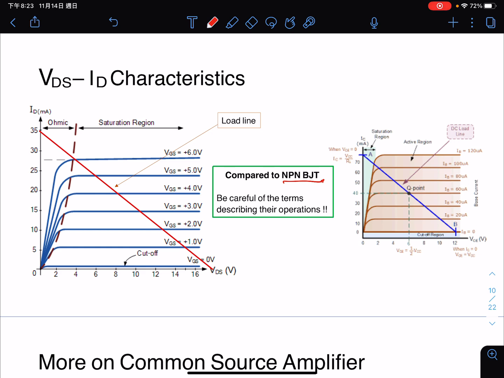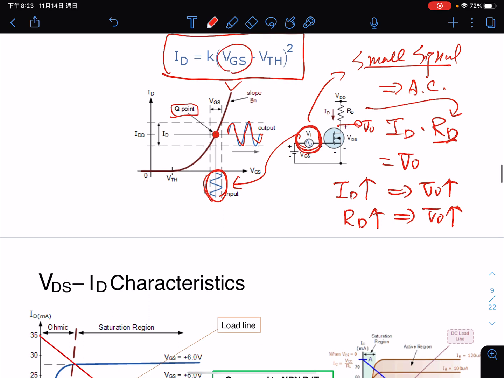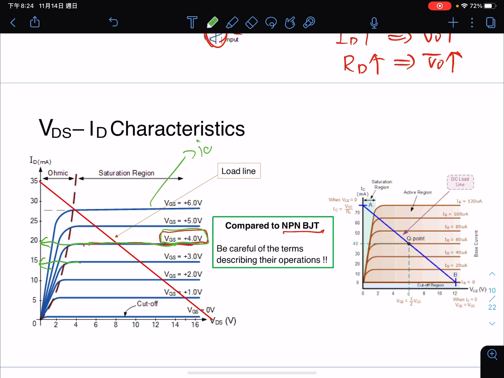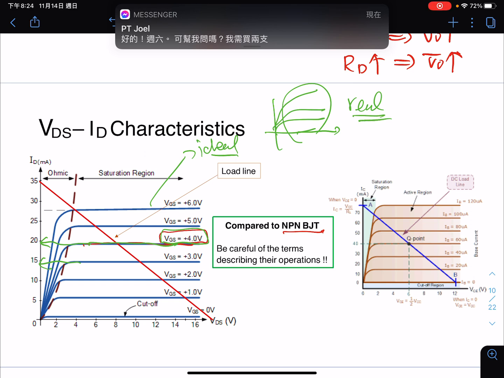Okay. And as we know, when VGS is determined, then ID is determined in this region. So when VGS is fixed, then ID will be fixed, right? When VGS is fixed, then ID is fixed. Then we have the current here, and then we have current here, something like this. Okay, this is although an ideal characteristic curve. Usually, something like this is much closer to the real situation.